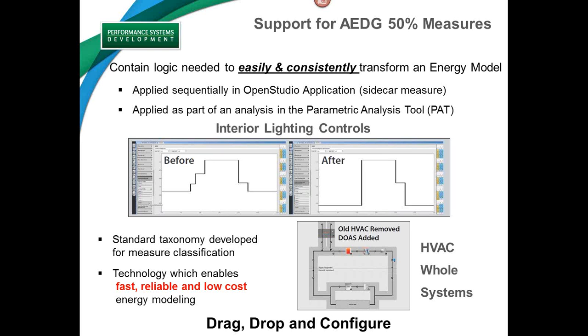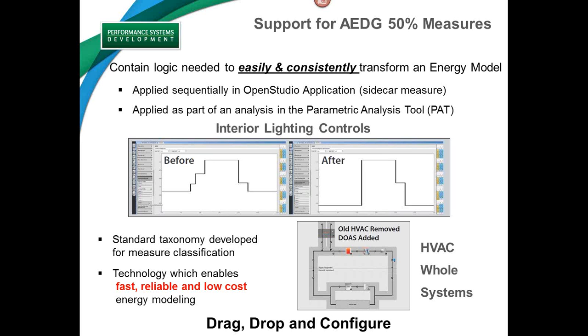And in the center of the slide, you see an example of an interior lighting control measure. And it literally is a drag and drop, and it will automatically change the lighting schedules that are in your model. So these measures prescriptively change whatever they're designed to change to match, again, the prescriptive requirements of the AEDG guides. To support this, there was also a standard taxonomy that was developed so that we could classify these measures.